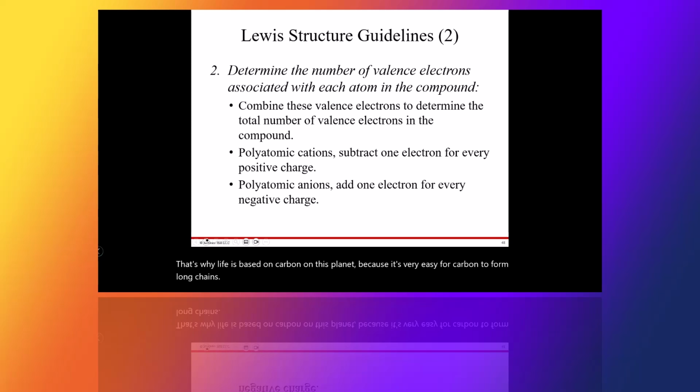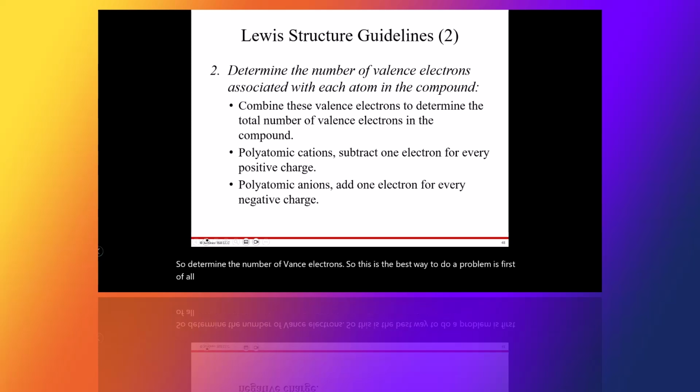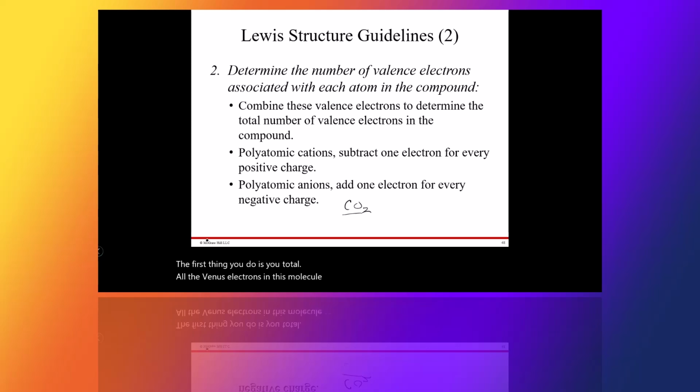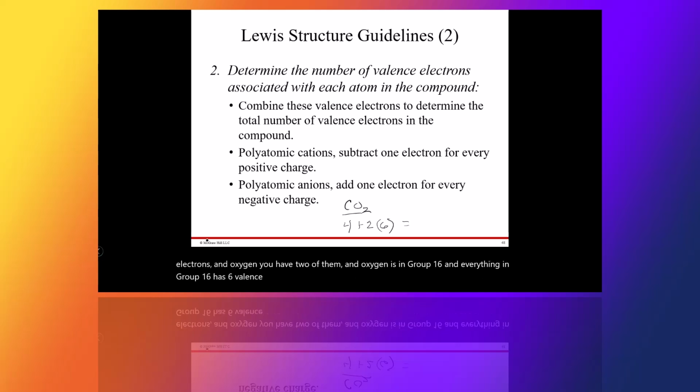So determine the number of valence electrons. This is the best way to do a problem: first of all, count up your total number of valence electrons. So what they're saying here is if you have carbon dioxide, the first thing you do is total all the valence electrons in this molecule. Carbon is in group 14, it has 4 valence electrons, and oxygen, you have 2 of them, and oxygen is in group 16, and everything in group 16 has 6 valence electrons. So 6 times 2 is 12, plus 4 is 16, so 16 valence electrons.